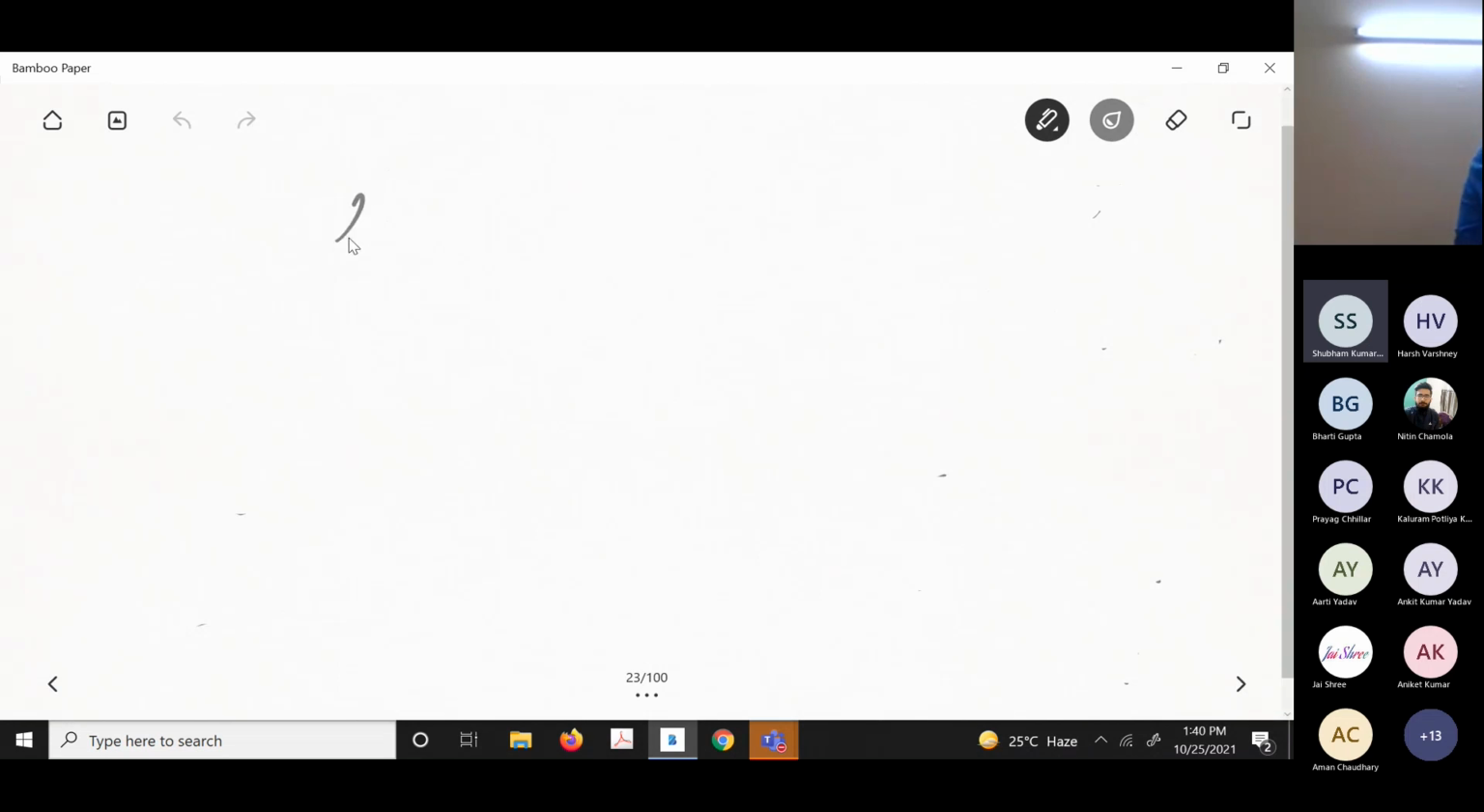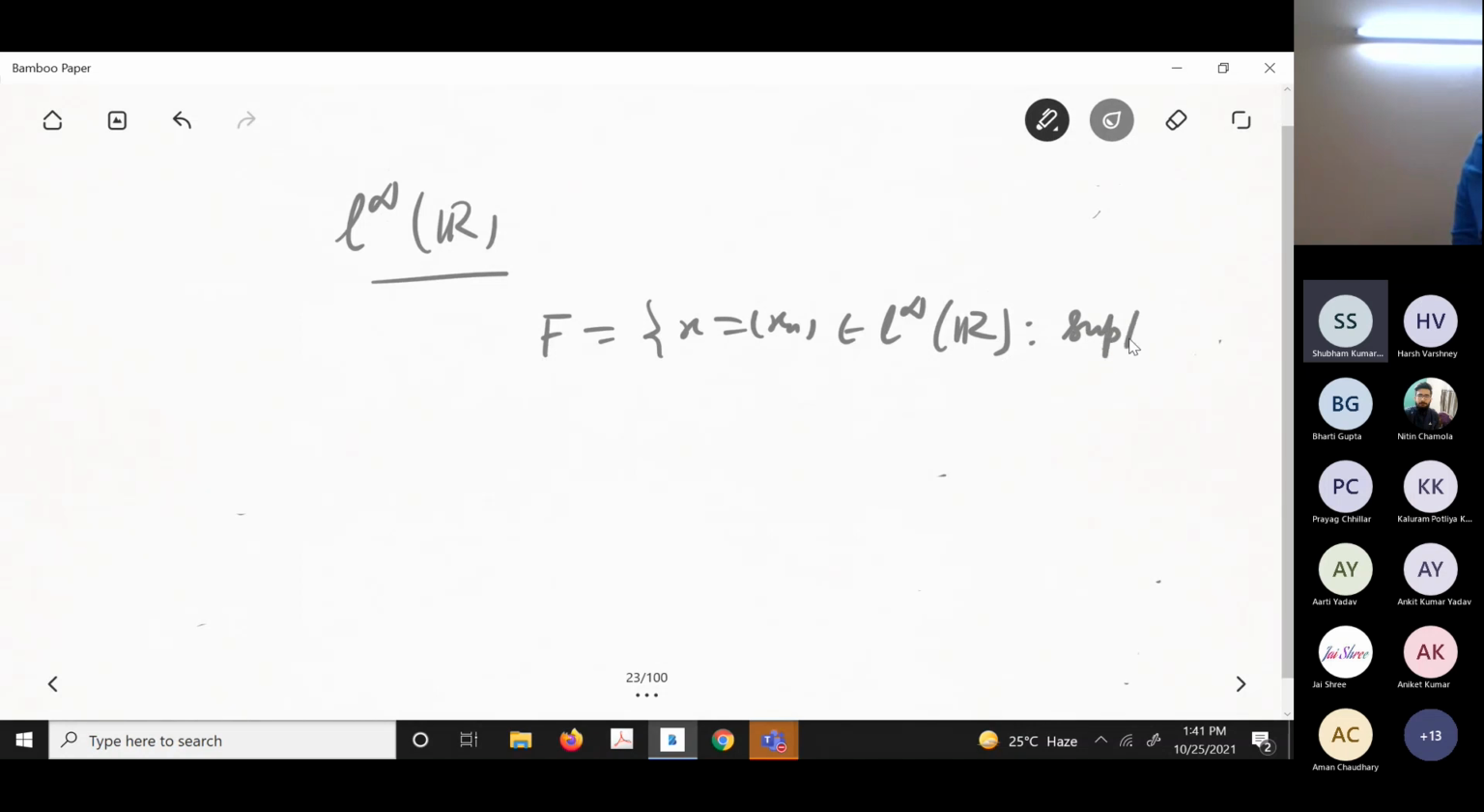Question on l-infinity, R. I have given a subset. Actually, usually you do it in l2. There is something called the Hilbert cube. You can see that. What is the Hilbert cube?